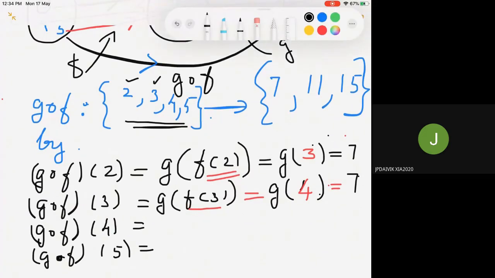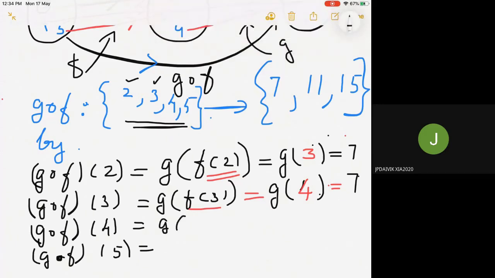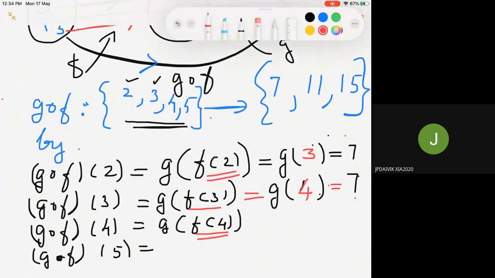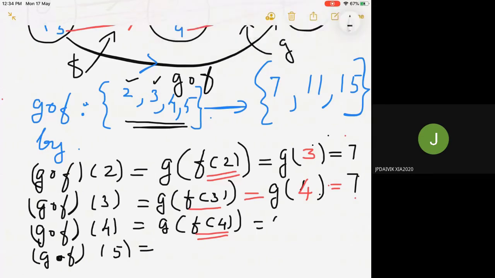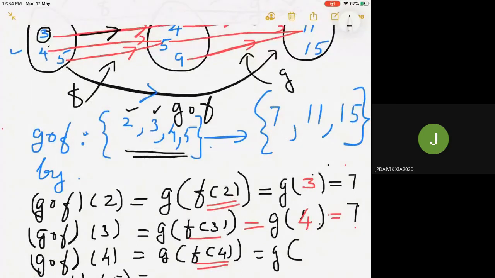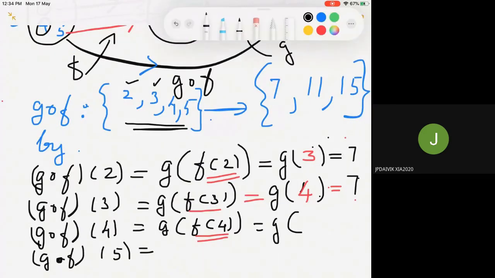So write the definition first. G of F of 4: the interior function's value you have to substitute first. The interior is F of 4. So F of 4's value you write first, and then we get G of F of 4. The first function F of 4's image is 5. So you are writing here 5.